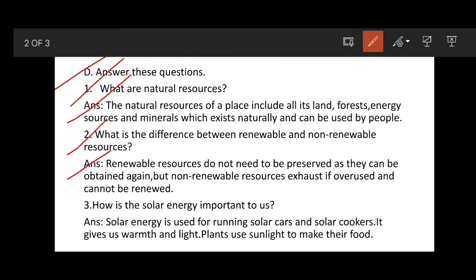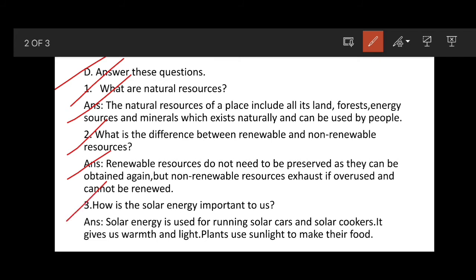So we should not overuse non-renewable resources, and we should always conserve. We should always preserve non-renewable resources like the fossil fuels, that is coal and petroleum. Why? Because they cannot be renewed in a short time. It takes millions of years to form.